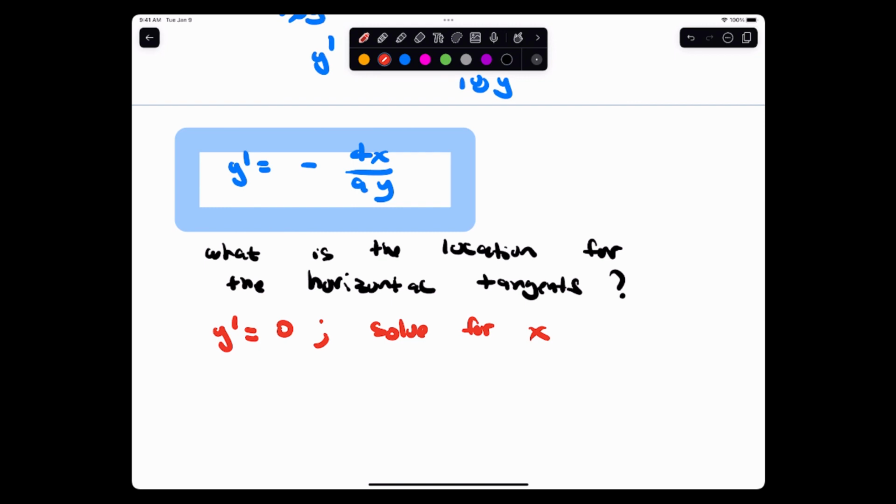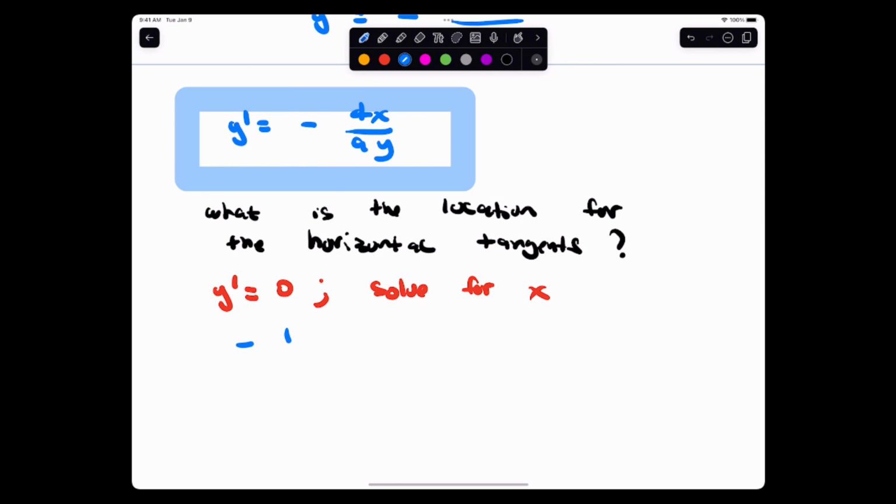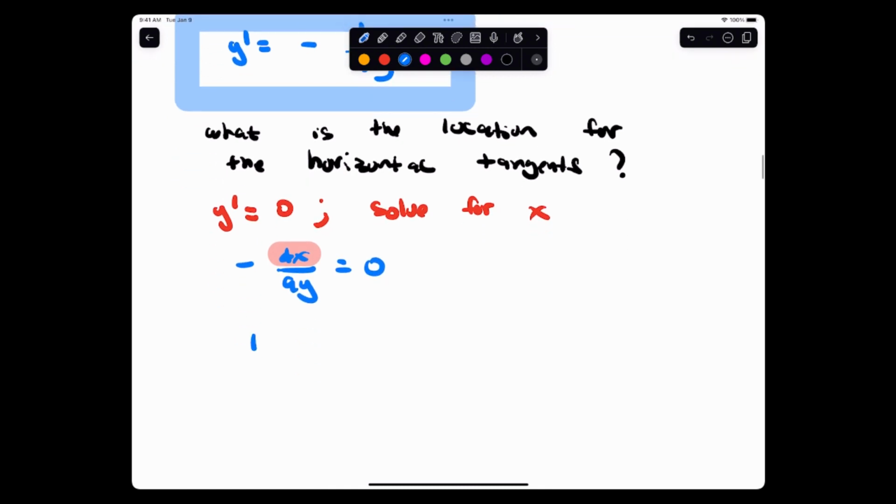Okay. So, what do you guys know? You're going to set that minus 4x over 9y equal to 0. You should be happy again. Why are you guys really happy? Your numerator is just 4x. So that means 4x equals 0. Another pre-algebra question.